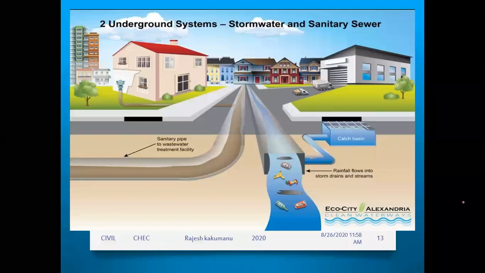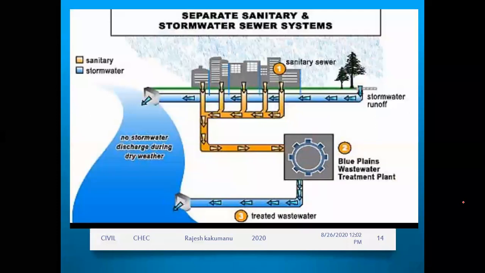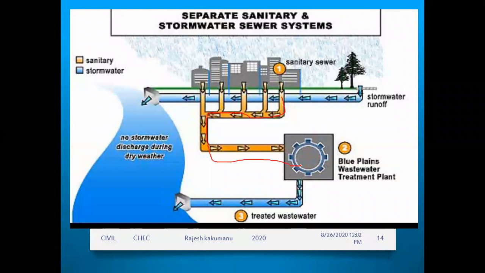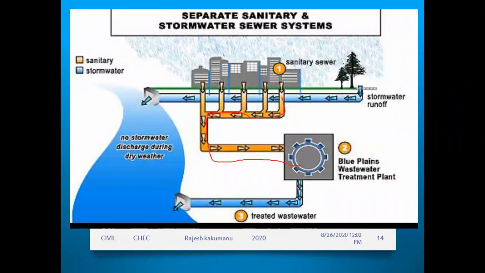Next, separate sanitary and stormwater sewage. So here also it is showing the same figure in a different module. So here the sanitary sewer is coming from various apartments and flowing separately into the treatment plant, and the rain, whatever it is falling on the buildings, areas, etc., is collected as stormwater and it is passing into the discharge in the open environment.